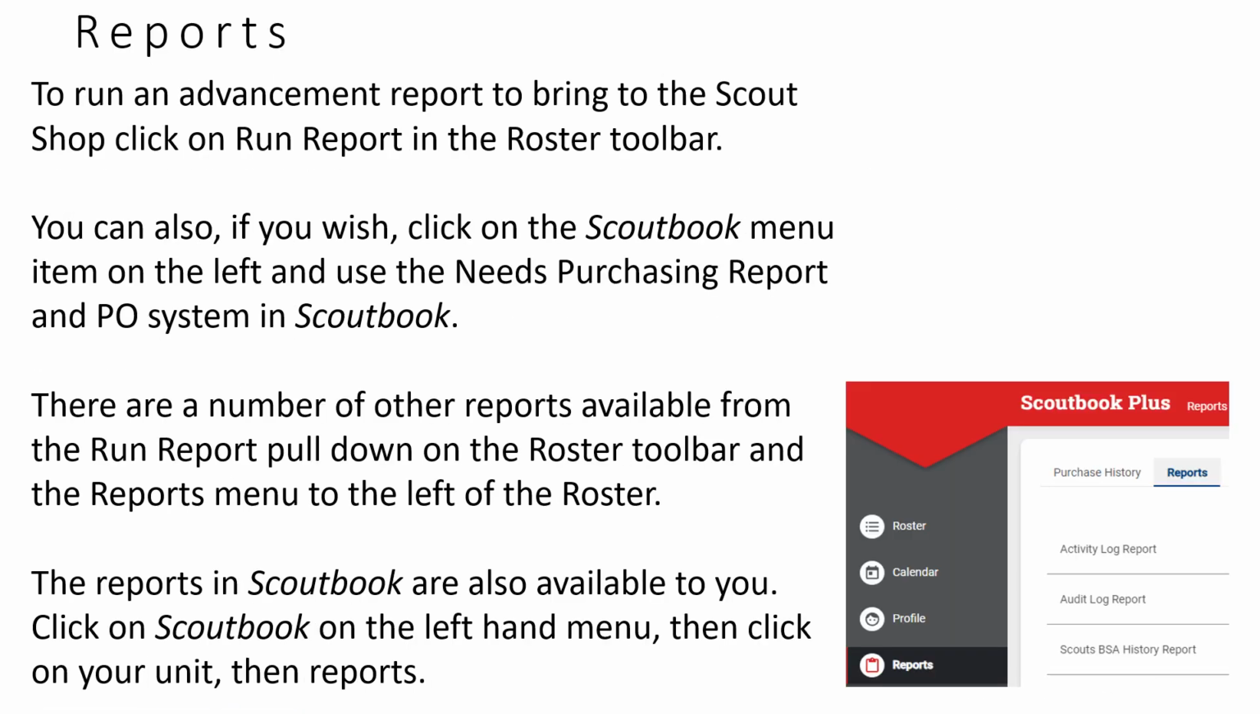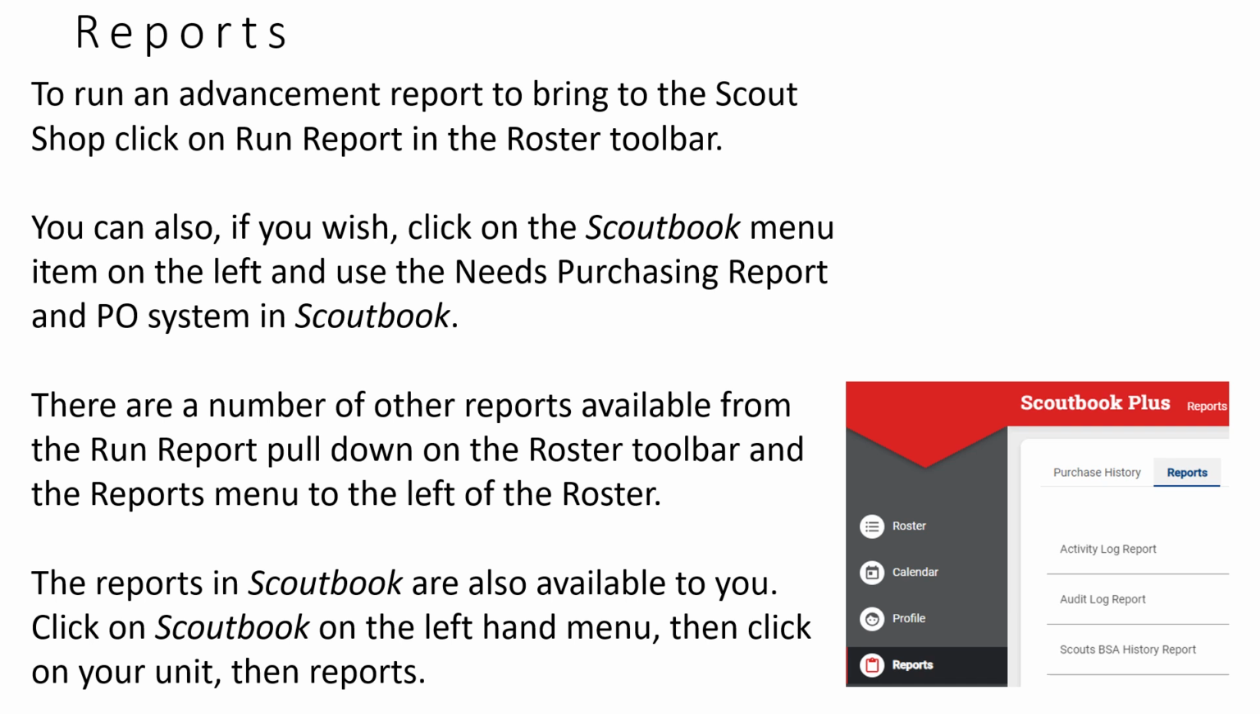Reporting. Scoutbook Plus and Scoutbook have a lot of reports and reporting capability. To run an advancement report to bring to the Scout Shop, click on Run Report on the roster toolbar. You can also, if you wish, click on the Scoutbook menu item on the left of the roster and use the Needs Purchasing Report and the PO system in Scoutbook.